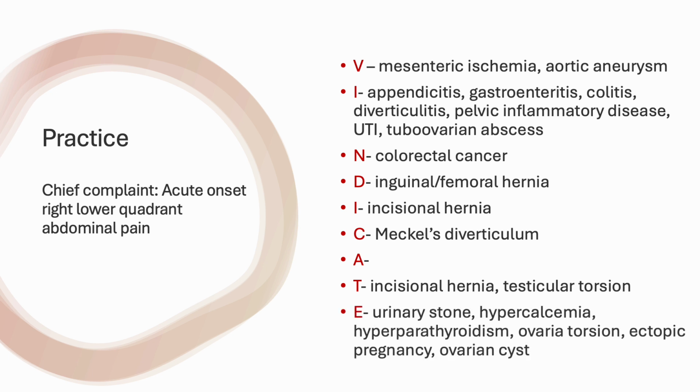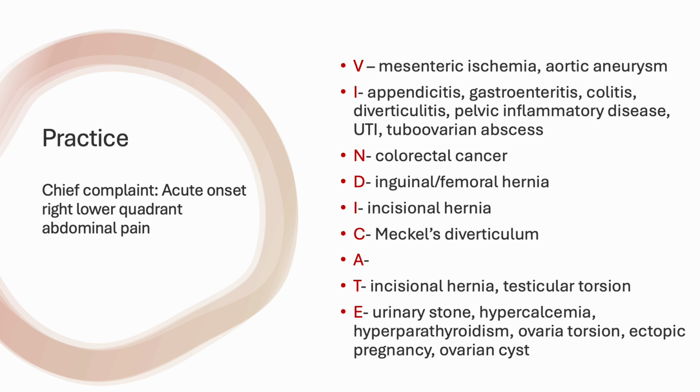E, which stands for endocrine, but I also include a lot of reproductive things here. So urinary stones, hypercalcemia, hyperparathyroidism are a couple things that often present with abdominal pain. For females, ovarian torsion, ectopic pregnancy, and ovarian cysts are things that commonly will present with right lower quadrant pain.